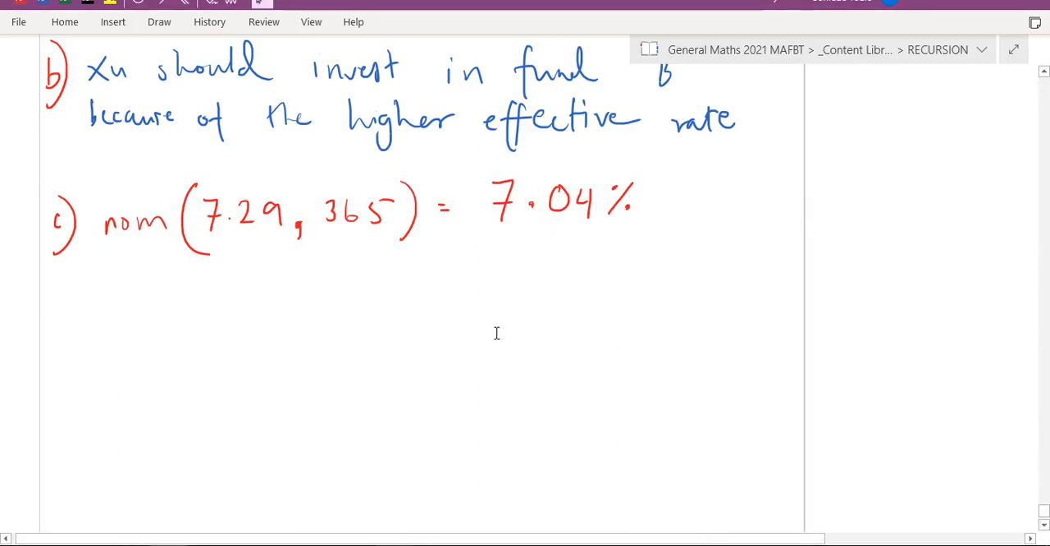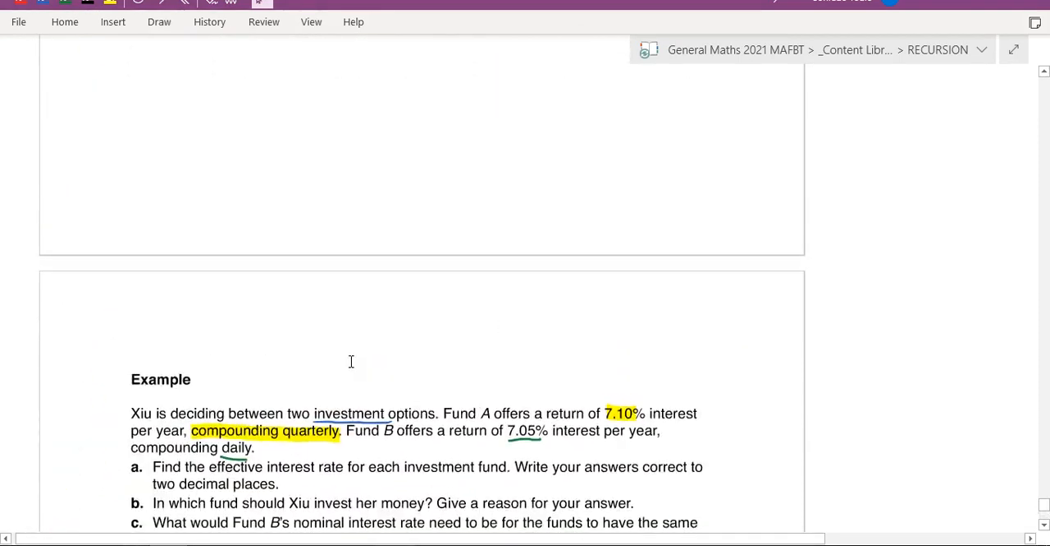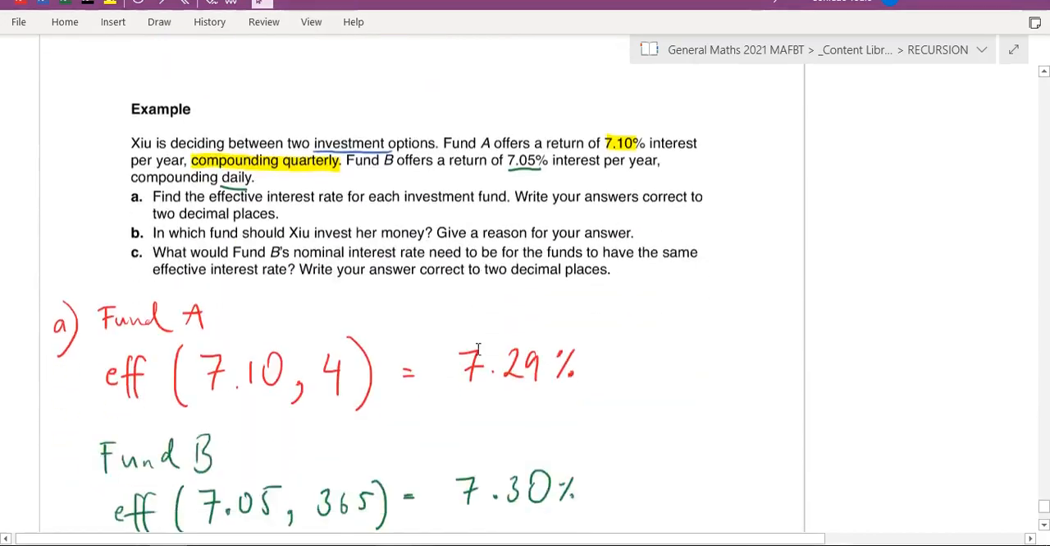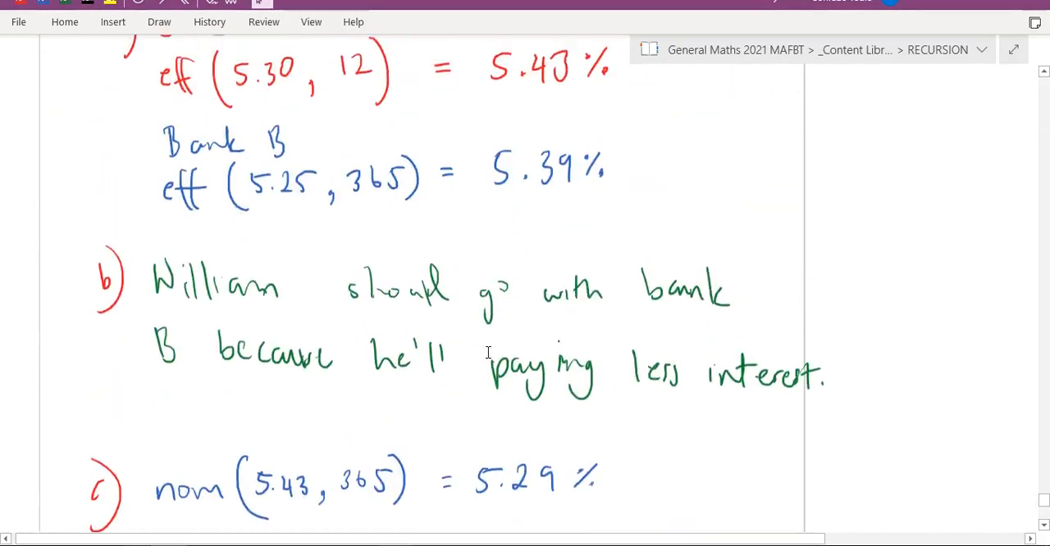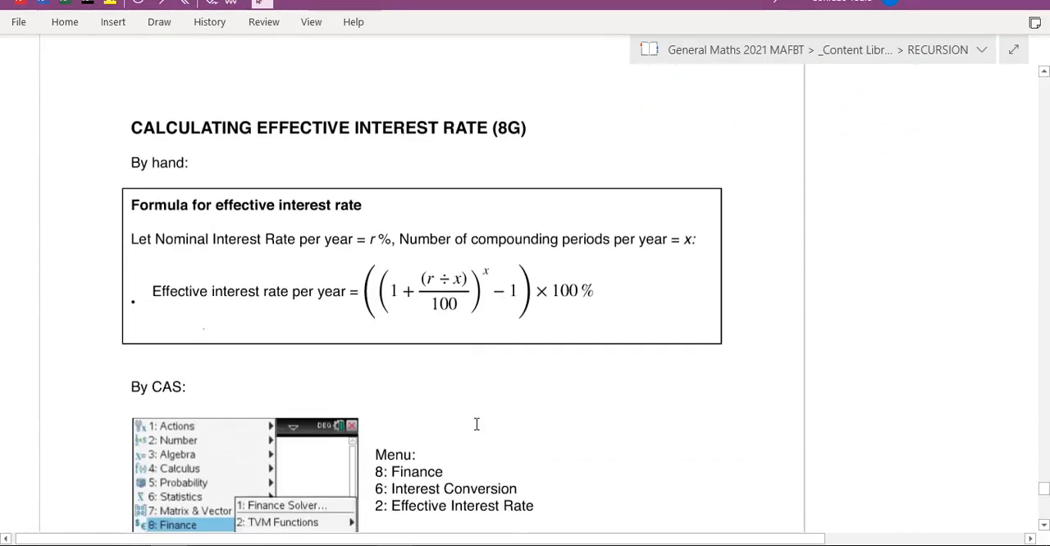And that's basically effective and nominal rates, which is also the final chapter of this exercise. So go ahead and work on this chapter, guys, so 8G, and make sure you do all of the questions. Thank you.